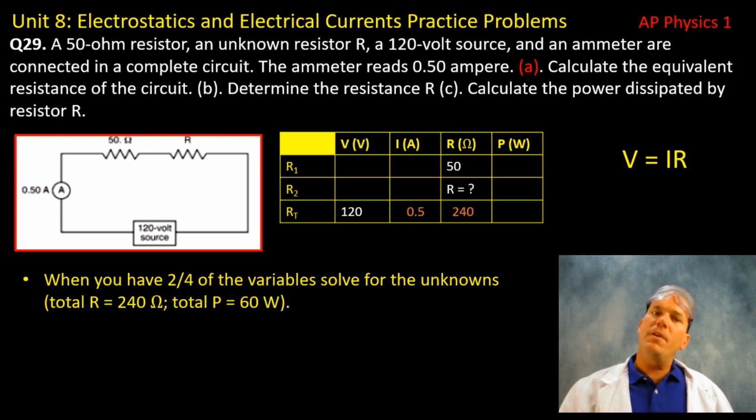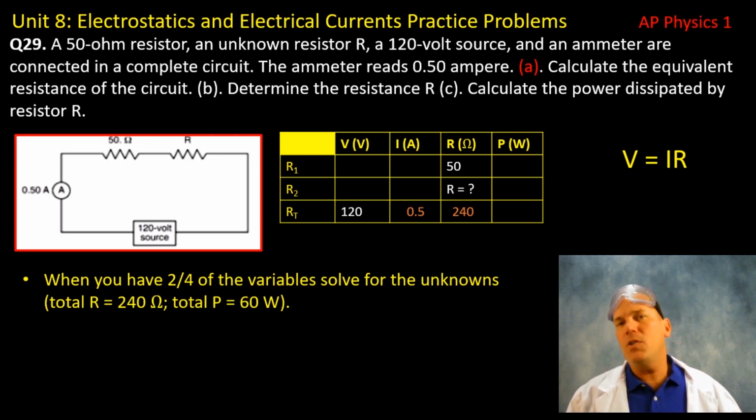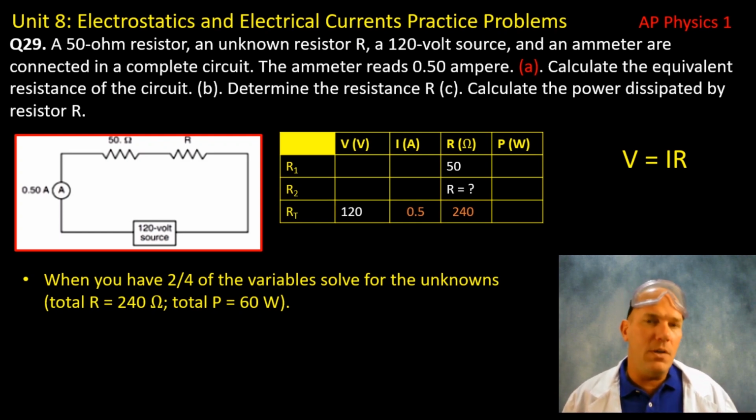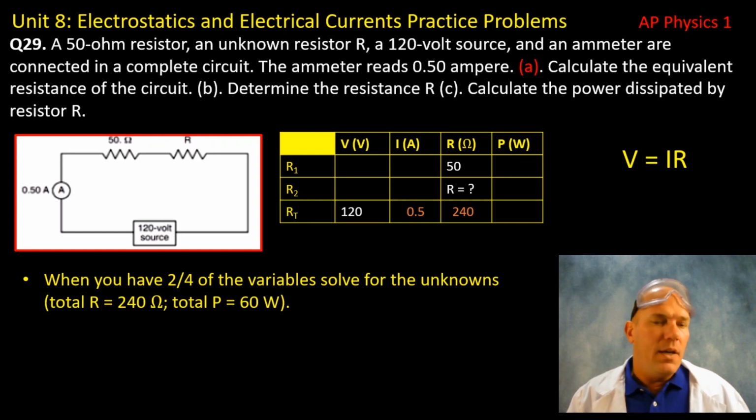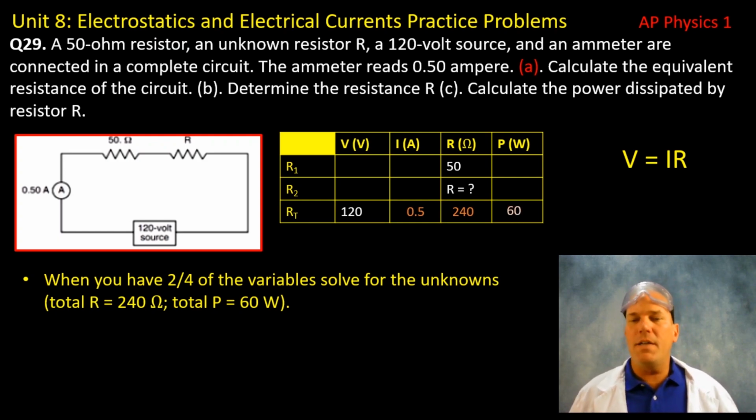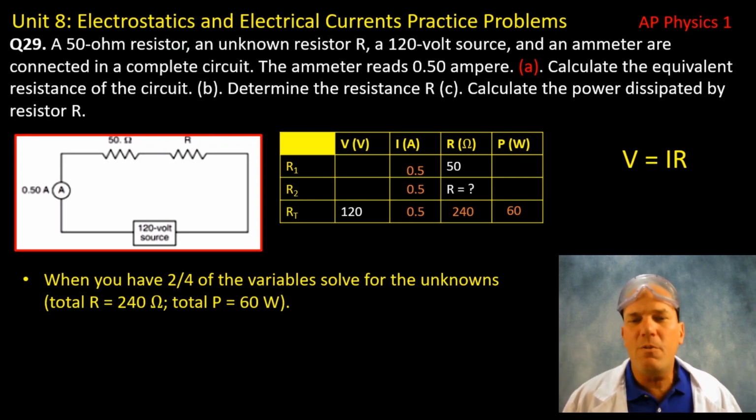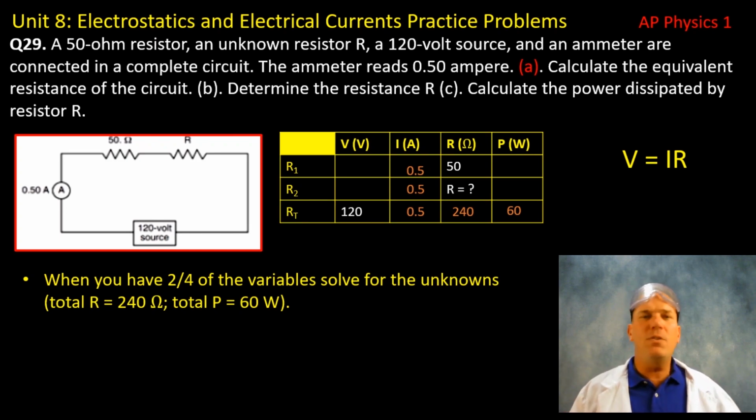The equivalent resistance for this circuit and the total resistance for this circuit are synonymous. They are the same thing. So the answer there would be 240 ohms. We can go ahead and calculate the power to be 60 watts as well. And while we're filling out the VERP table, we can acknowledge something we've used in a number of the preceding questions, that the current throughout this circuit is constant and equal to the total current of 0.5 amps.